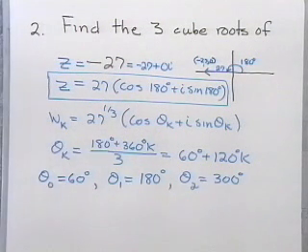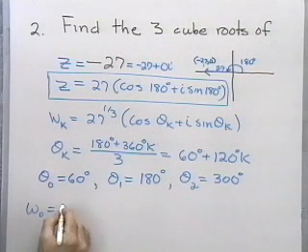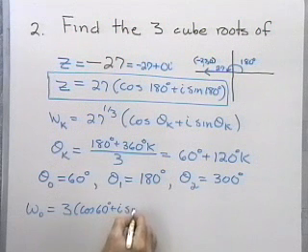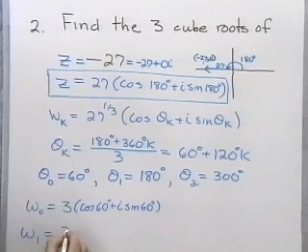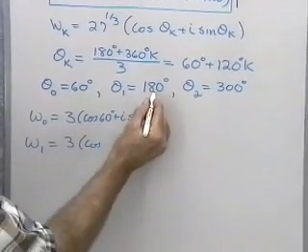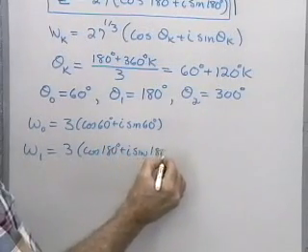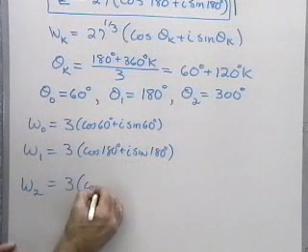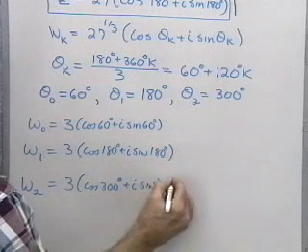So I can write my 3 complex numbers then as w sub 0 equals 27 to the 1/3, which is 3, cosine theta sub 0, which is 60 degrees, plus i sine 60 degrees. Then w sub 1 is 3 cosine of theta sub 1, 180 degrees, plus i sine 180 degrees. And then w sub 2, my 3rd cube root, is 3 cosine 300 degrees, plus i sine 300 degrees.